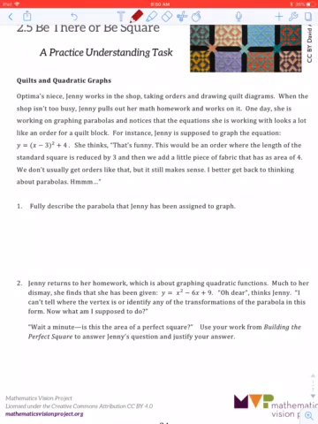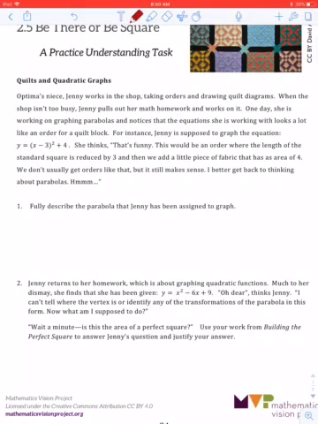Optima's niece, Jenny, works in the shop, taking orders and drawing quilt diagrams. When the shop isn't busy, Jenny pulls out her math homework and works on it. One day she's working on graphing parabolas and notices that the equation she's working with looks like an order for a quilt block. For instance, Jenny is supposed to graph the equation y equals (x minus 3) squared plus 4. She thinks that's funny. This would be an order where the length of the standard square is reduced by 3, and then we add a little piece of fabric that has an area of 4. We usually don't get orders like that, but it still makes sense. I better get back to thinking about parabolas.